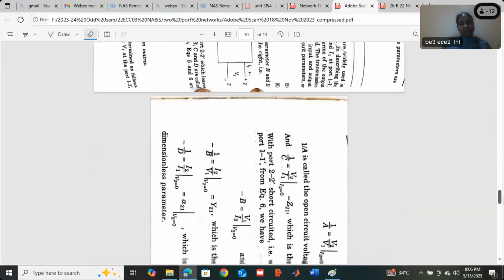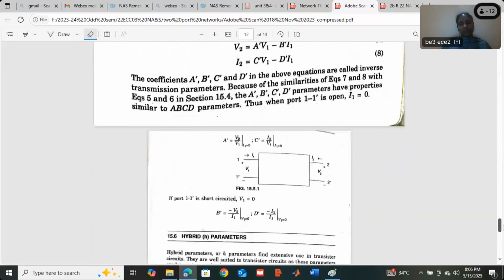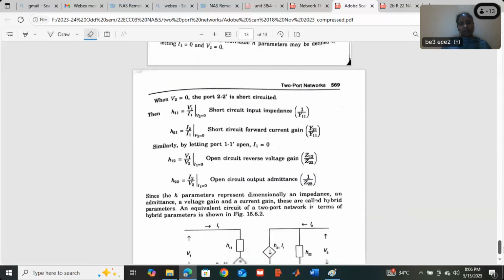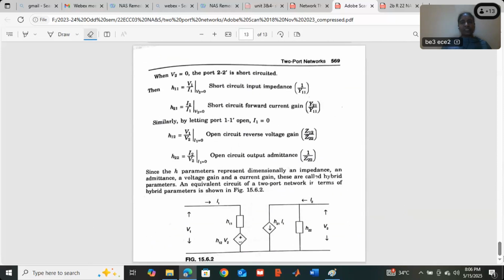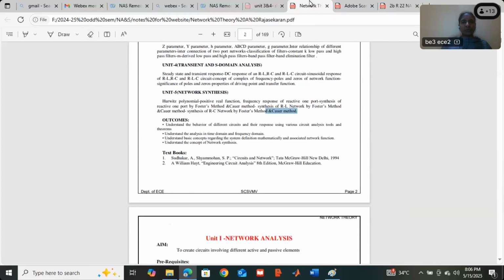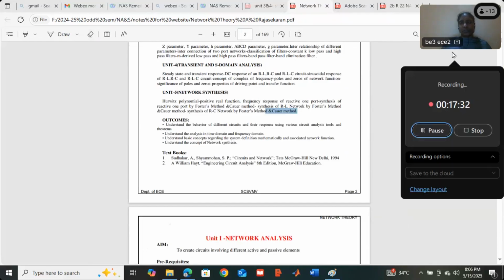Then the ABCD parameter, I don't know whether a problem is there here. No problem, another PDF problem is there. Whatever I told you now, go through it at a glance. I will send you the record.